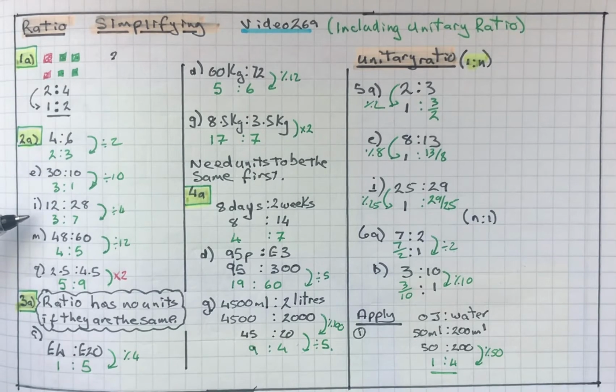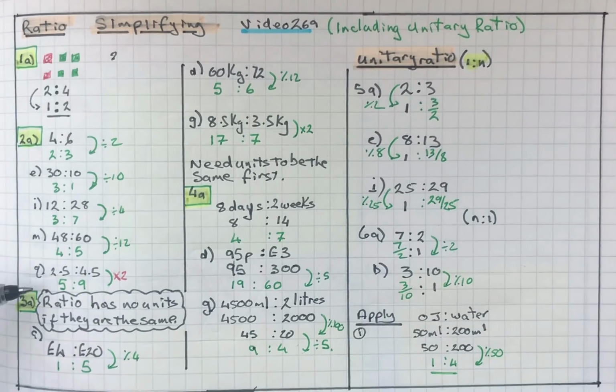12 to 28, I know that 2 goes into both, but 4 also goes into both. Divide both by 4, 3 to 7. 48 and 60, well, there are many numbers. 2 goes in, 3 goes in, 6 goes in, but 12 goes in, and if I do it in one jump, 12 goes in 4 times and 5 times.